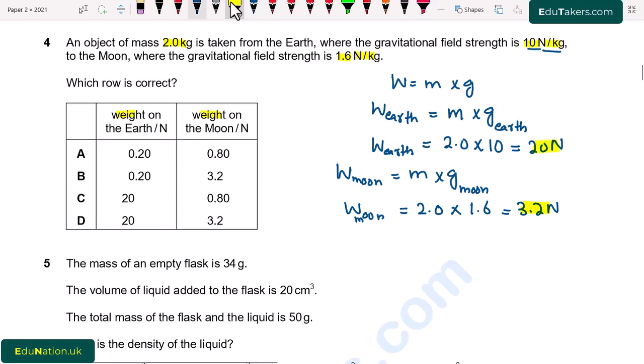We see from here which option is correct. So first of all, option A, 0.20 and 0.80. So it is incorrect. B, 0.20 and 3.2. It is also incorrect. C, 20 and 0.80. It is also incorrect. And option D, the weight on the earth is 20 while the weight on the moon is 3.2 Newton. So option D is correct.